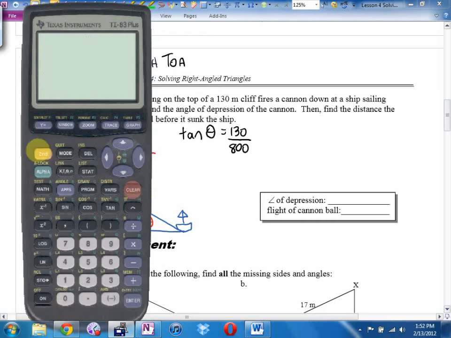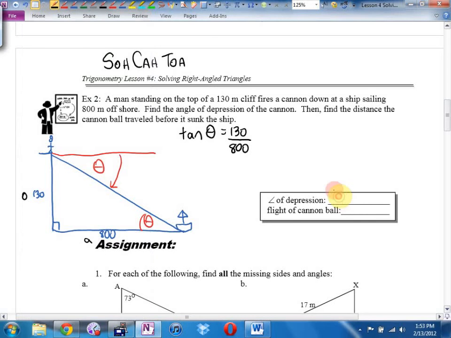Adrian, what did you get for your angle? Since I saw you finally start to type. 9.2298862, is that right? Yep. Let's go 9.23 degrees. Which means, by the way, my scale here is terrible, but I don't care. Tanner, a 9-degree angle would really look about like that. Almost like nothing at all.